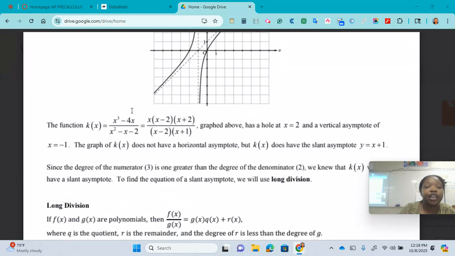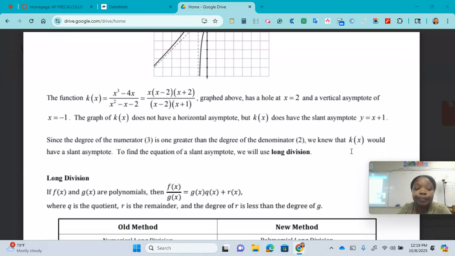All right, so the function k of x, they gave us before it was in factored form. The graph above has a hole at x equals 2. We see that it crosses out in the numerator and denominator. A vertical asymptote at x equals -1 from the denominator. The graph of k of x does not have a horizontal asymptote, but k of x has a slant asymptote. And we need to figure out what the slant asymptote is.